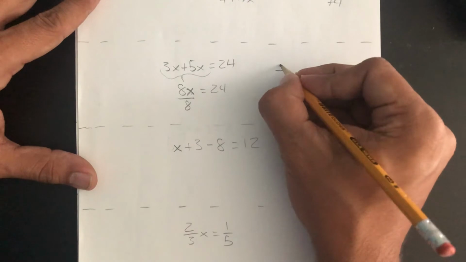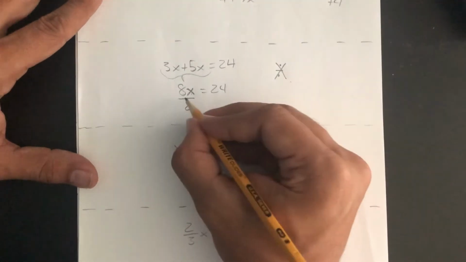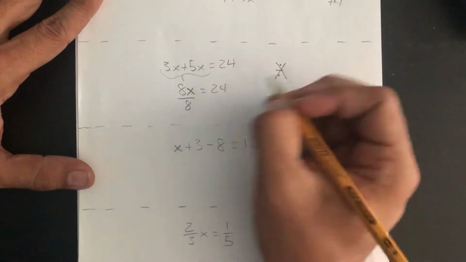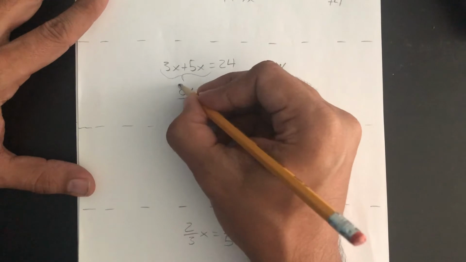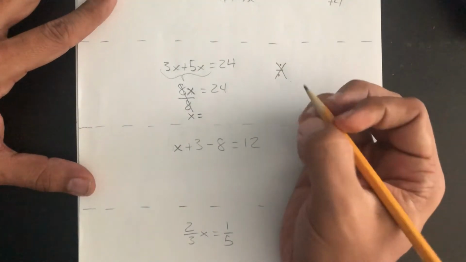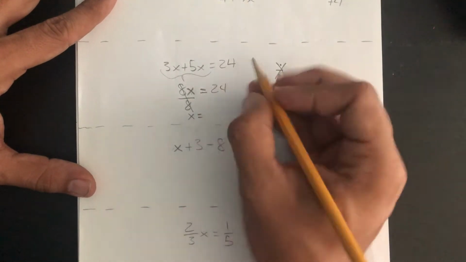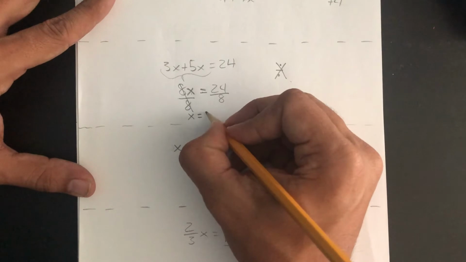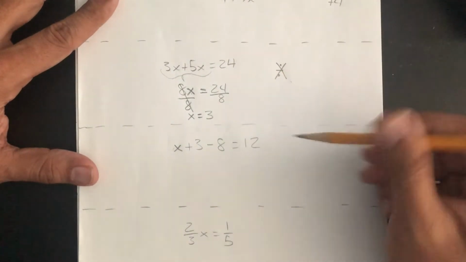You won't see me use this symbol all year long. It will be like this, okay? So 8 divided by 8 is going to give you 1. And how do you write 1x? You just write x. But whatever you do to one side of the equal sign, you must do to the other side. So we're going to divide this by 8, and now my answer is 3, which is probably what you were thinking, but now you know how to solve any problem.